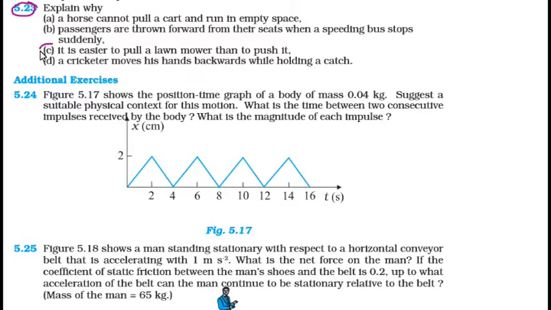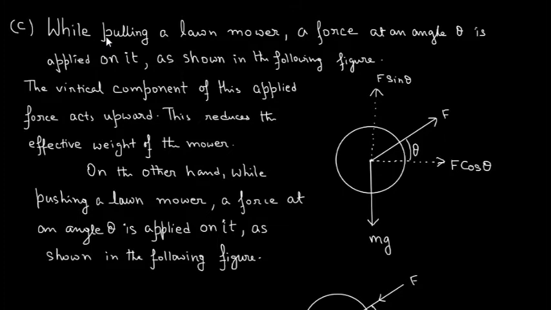Now we'll solve the C part. It is easier to pull a lawn mower than to push it. So while pulling a lawn mower, a force at an angle theta is applied on it. We can see in this figure the weight mg and the force F, and this is the angle theta with the horizontal.